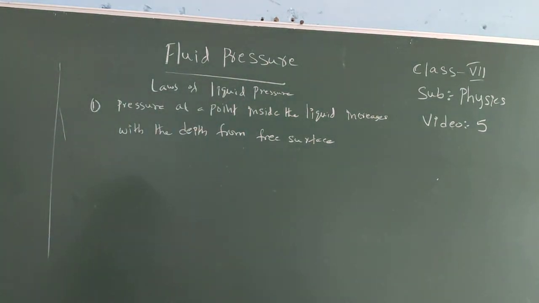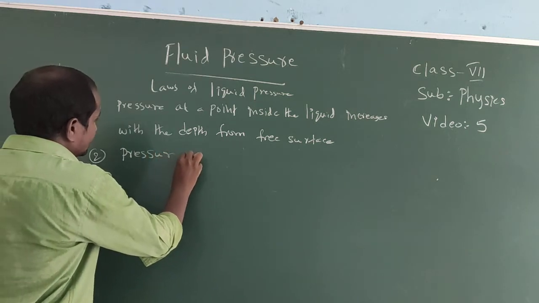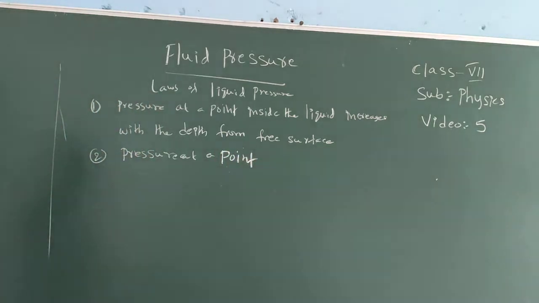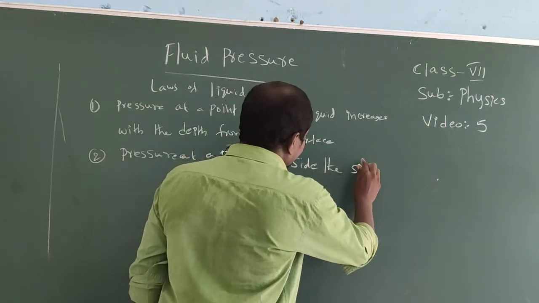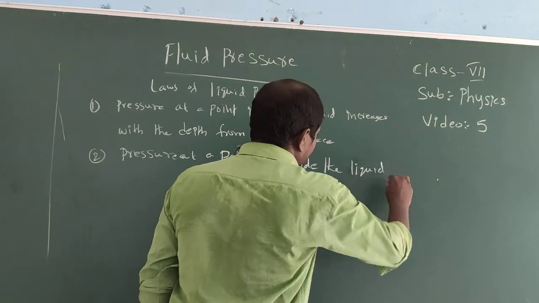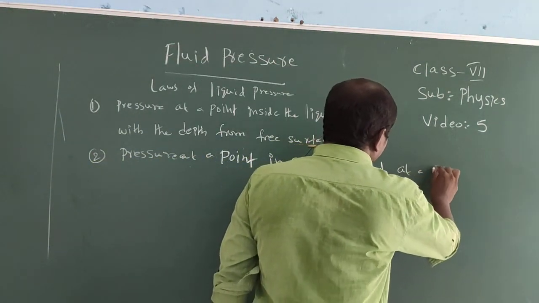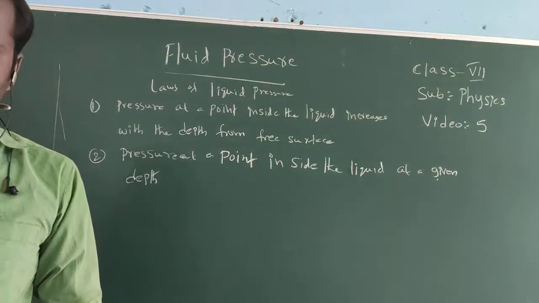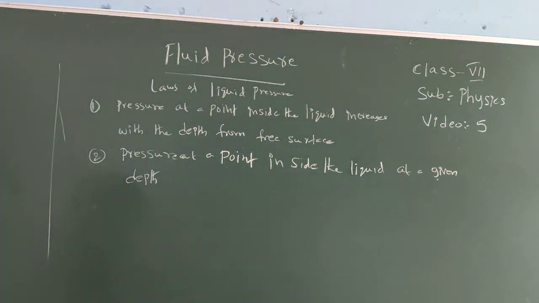Second one: pressure at a point inside the liquid, at a given depth, increases with the increase in density of the liquid.